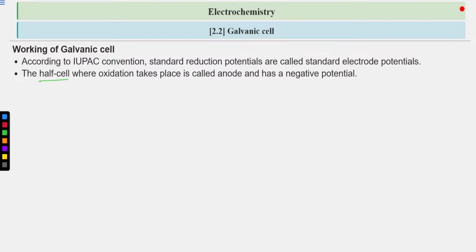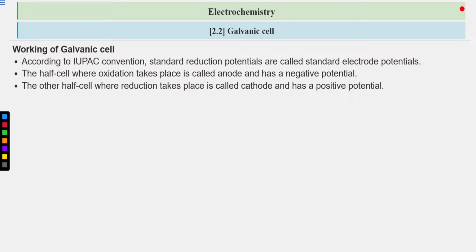The half cell where the oxidation is taking place is called the anode and has negative potential. In the galvanic cell, the half cell where the oxidation process is taking place, that means the releasing of electrons is taking place at that electrode. So that electrode is known as the anode, and it will have a negative potential.